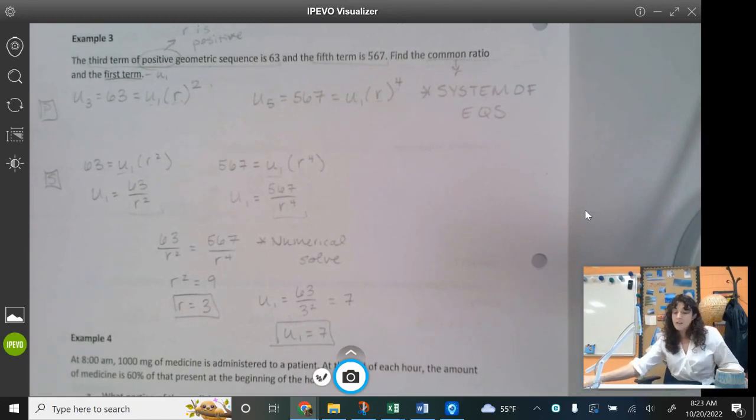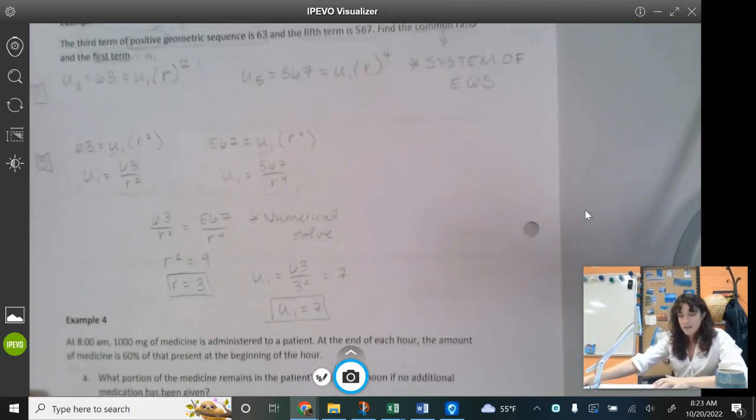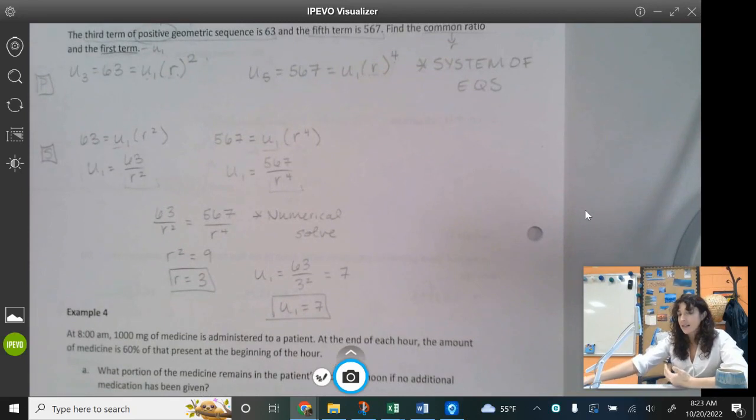You might get problems that look like this that don't say find the common ratio and the first term, but say instead something like find the 30th term. And you would have to find these two things before you could find the 30th term. In an IB test question, they would probably label it out step by step. First find these two things and then find the 30th term would be a very common follow-up question after that.